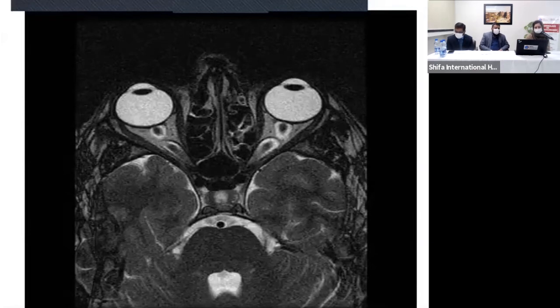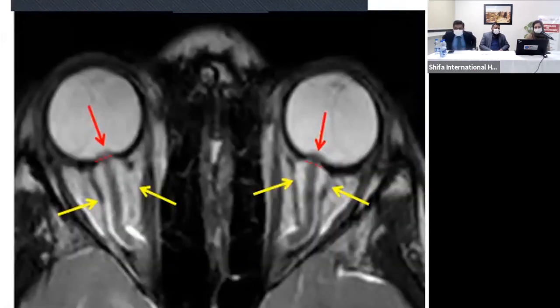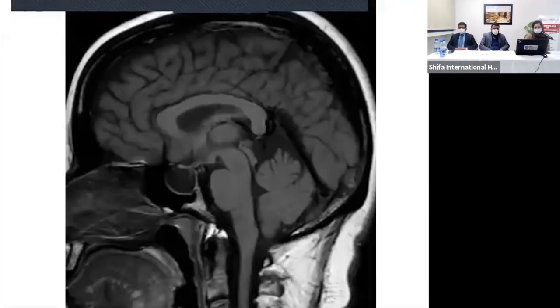Papilledema can also be seen on an MRI with a flattening of the posterior wall of the sclera and inward bulging of the optic nerve head. This is an empty sella turcica seen in patients with idiopathic intracranial hypertension.